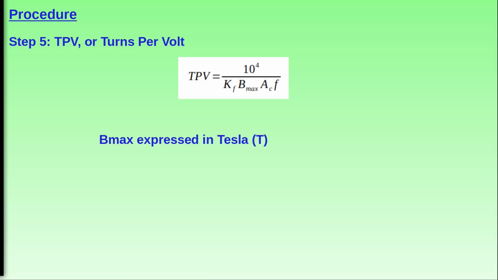Step number 5. Calculate number of turns per volt, or TPV. The number of turns per volt is calculated using this formula, where AC is measured in square centimeters, Bmax is measured in Tesla, F is measured in Hertz, Kf is equal to 4.44 for a sine wave. If the datasheet you are using provides Bmax expressed in Gauss, you will have to convert it into Tesla, knowing that 1 Tesla equals 10,000 Gauss.